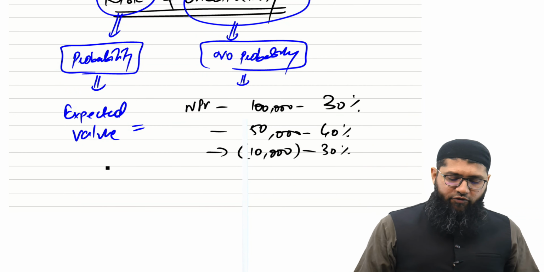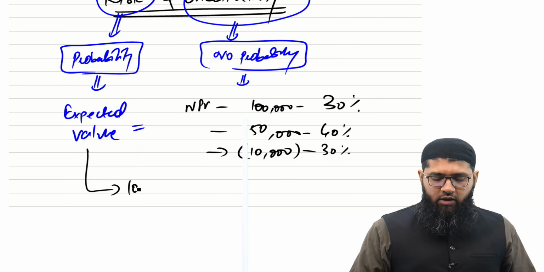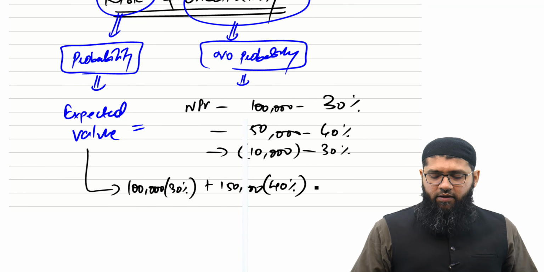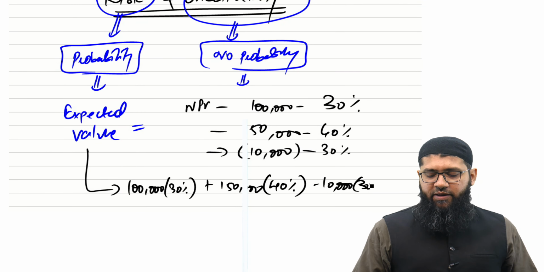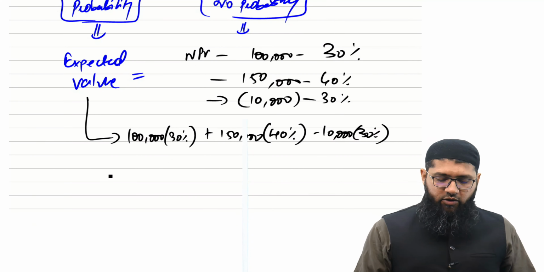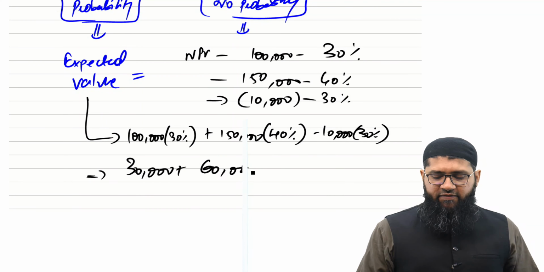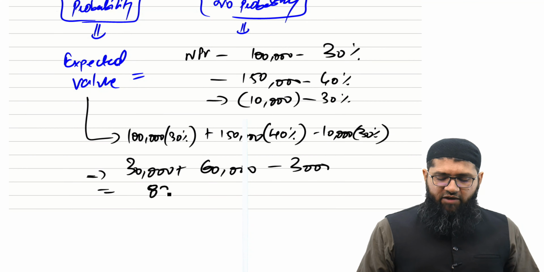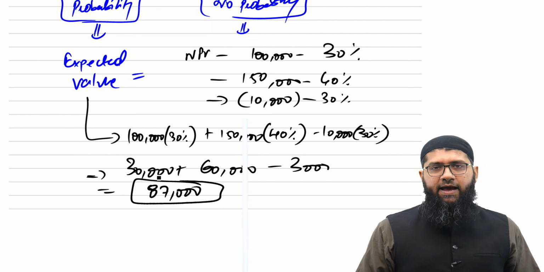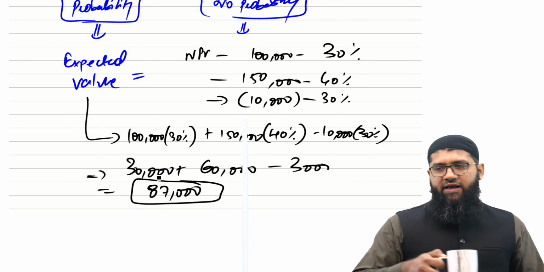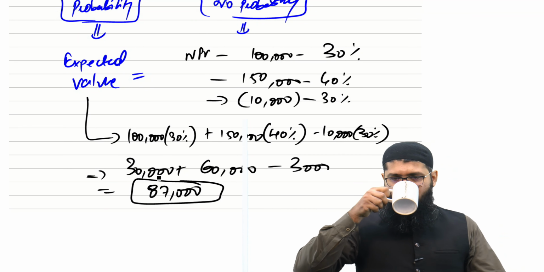To calculate the expected NPV, you would say 100,000 into 30% plus 150,000 into 40% minus 10,000 into 30%. Then you add up all of them. This is going to be 30,000, this is going to be 60,000, this is going to be 3,000 negative. Resultingly you would have 87,000 as the expected net present value.